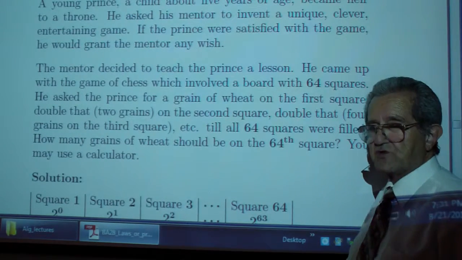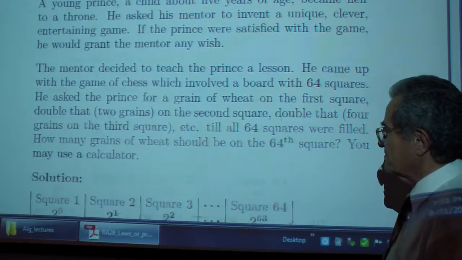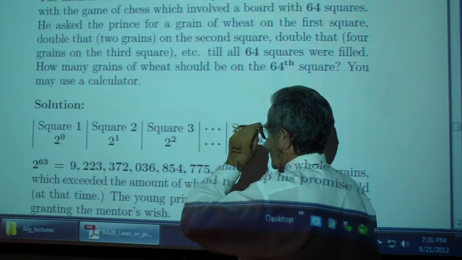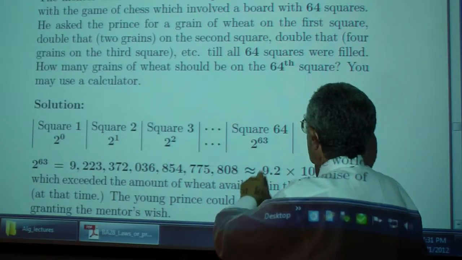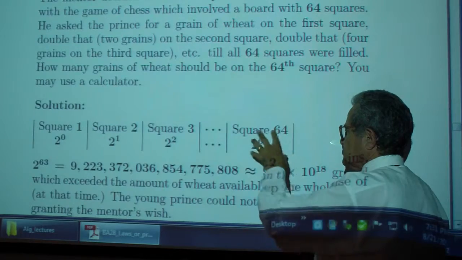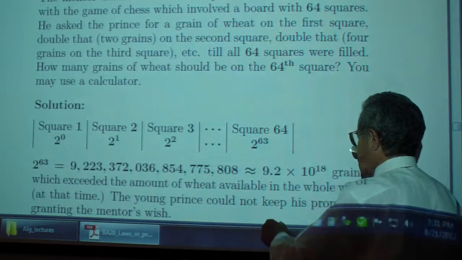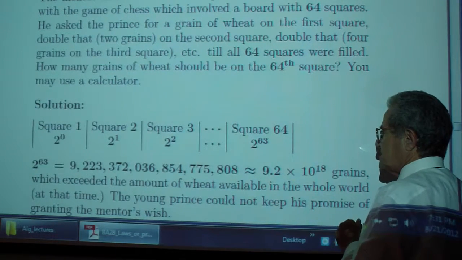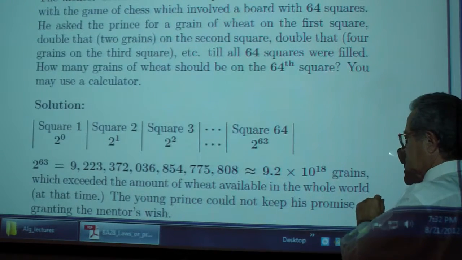At least that's one story for the invention of the game of chess. A good story. So square 1, 2 to the 0, square 2, 2 to the 1, square 3, exponent 1 less than 3, square 64, exponent 1 less than 64. So 2 to the 63 is about this ridiculous number here, which is approximately 9.2 times 10 to the 18. So move the decimal point 18 places to the right.